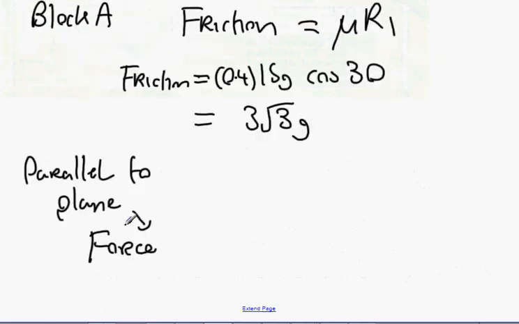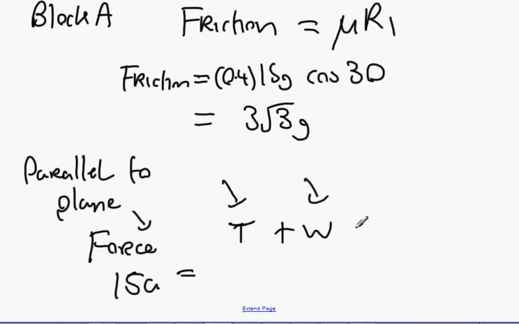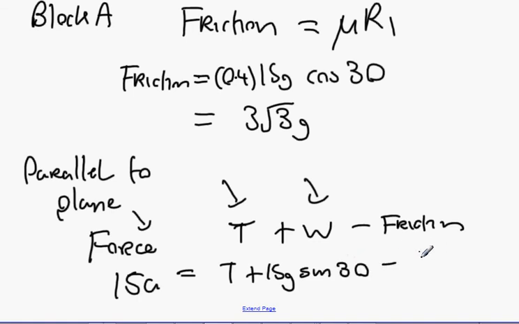Then what we're going to get is force, which is 15A, ends up to be tension plus weight minus friction. Okay, so it's going to be T plus 15G sine 30 minus root 3.